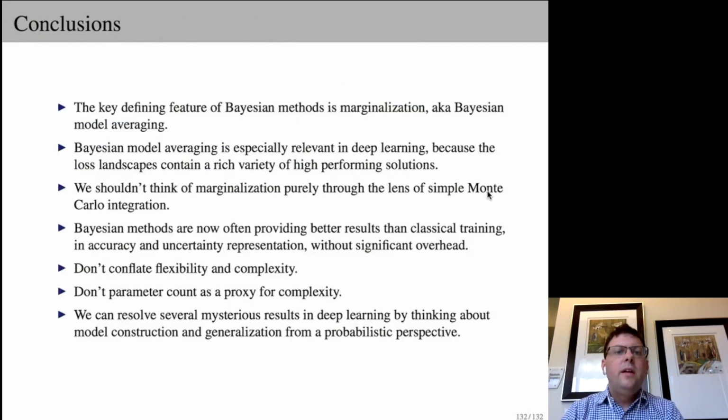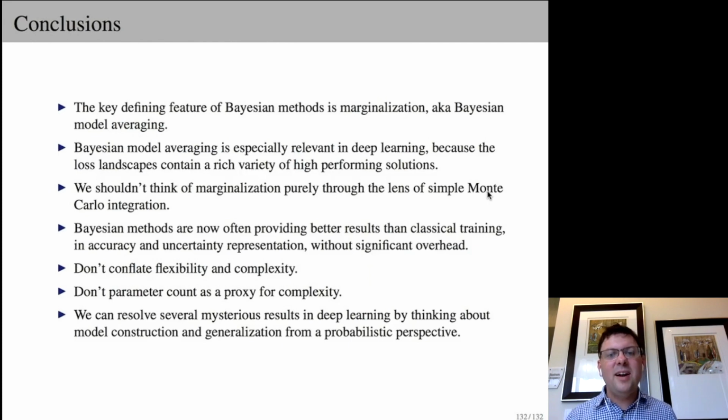In conclusion, what we've been really reiterating through this tutorial is that the key defining feature of Bayesian methods is marginalization, aka Bayesian model averaging, and that's going to be especially relevant in deep learning because neural nets are very underspecified by the data, contain all sorts of complementary and exciting solutions to a given problem, and it really makes a lot of sense just to use the sum and product rules of probability to marginalize those solutions.